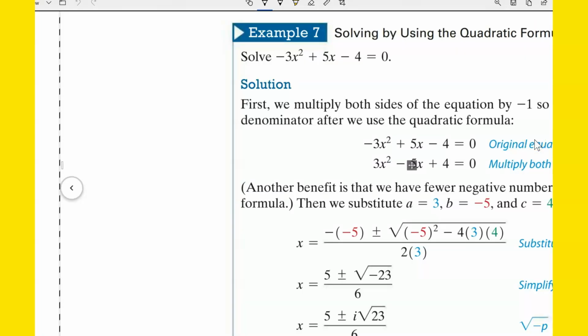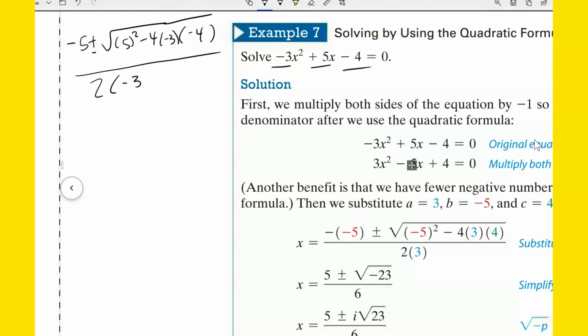Okay, next example. There's my A, my B, and my C. So it's going to be negative 5 plus or minus the square root of 5 squared minus 4 times negative 3 times negative 4, all over 2 times negative 3. So that's going to be negative 5 plus or minus the square root of 25. Now, negative 4 times negative 3 is positive 12. And then positive 12 times negative 4 is negative 48.